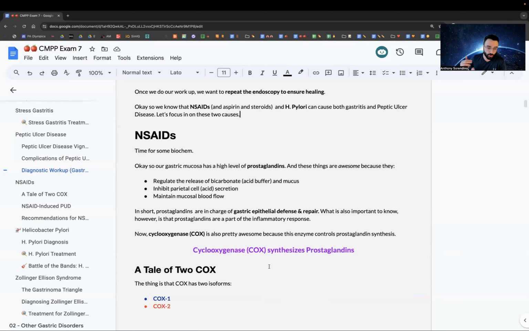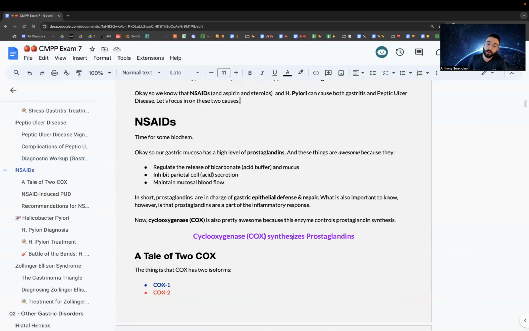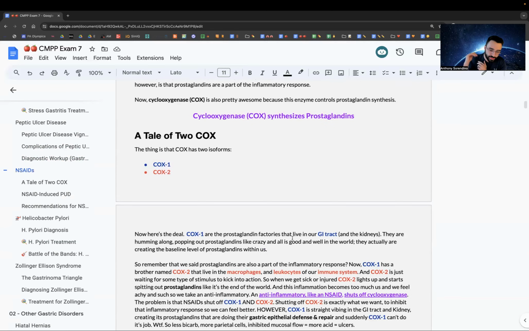And they're in charge of gastric epithelial defense and repair. But what we also want to know is that they're part of the inflammatory response, okay? So cyclooxygenase, which is COX. This is also pretty awesome because it controls prostaglandin synthesis. So again, cyclooxygenase, COX, synthesizes prostaglandins. But here's the deal.